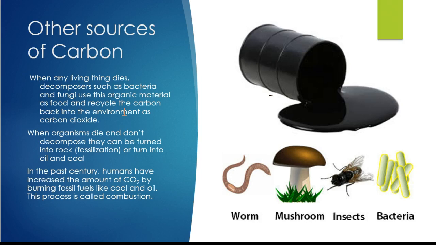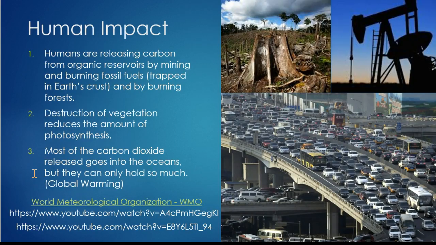In the past century and a half, humans have been increasing the amount of carbon dioxide by burning fossil fuels like coal and oil through a process we call combustion. Humans are releasing a massive amount of carbon from old organic reservoirs trapped in the earth by mining and burning fossil fuels. We're also destroying trees at a rapid rate as urban sprawl expands and we spread out how we live and where we live. And this reduces the amount of photosynthesis that can occur.